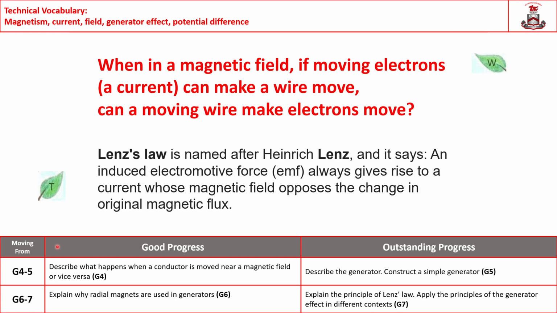What this is saying, I'll read it out first and then I'll explain it. When in a magnetic field, if moving electrons can make a wire move, can moving a wire make electrons move? Well, the answer is yes. So we're actually doing the opposite. This is called Lenz's law. An induced electromotive force always gives rise to a current whose magnetic field opposes the change in the original magnetic flux. That is a very sciencey definition.